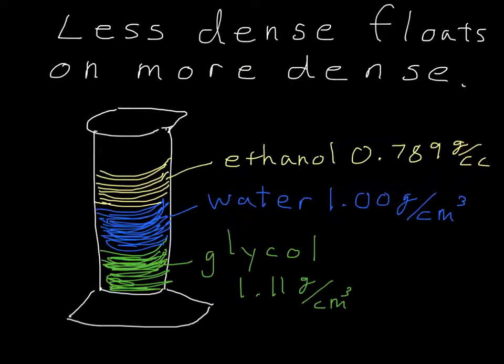A classic classroom demonstration involves pouring 3 liquids into a graduated cylinder. Pouring them very carefully and in order of least dense to most dense into the cylinder can allow the 3 liquids to remain separate. The most dense liquid will always be on the bottom, followed by the next most dense, followed by the least dense. In my pretend highly skilled artwork presentation of this experiment, we can see that ethanol is floating on water, which is floating on glycol. Less dense floats on more dense. Is the horse dead yet?